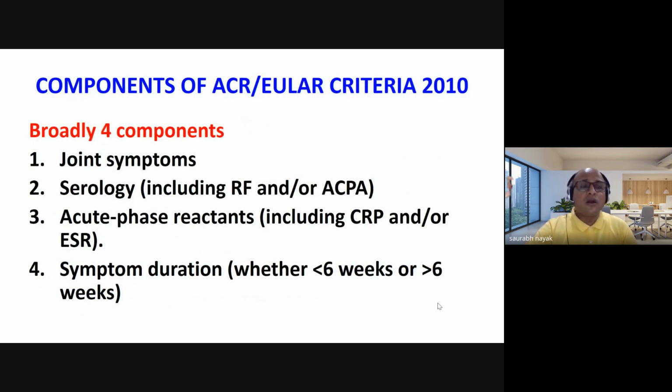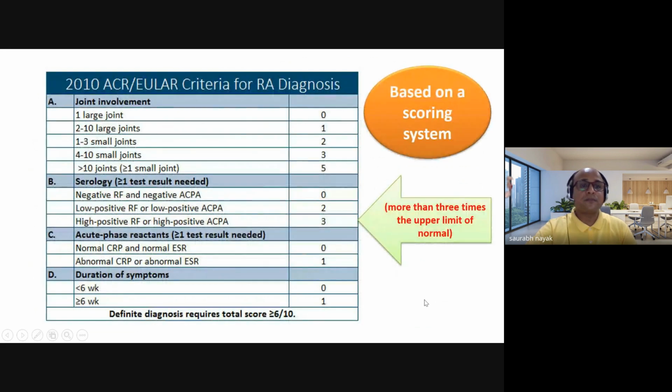Now, let us learn the different components of ACR Eular criteria 2010. Broadly, it has got 4 components. Number 1, joint symptoms. Number 2, serology, which includes rheumatoid factor and ACPA. Number 3, acute phase reactants, which includes CRP and ESR. Number 4, symptom duration, whether less than 6 weeks or more than 6 weeks.